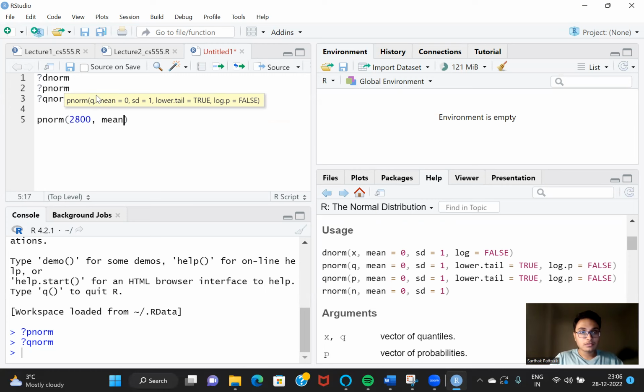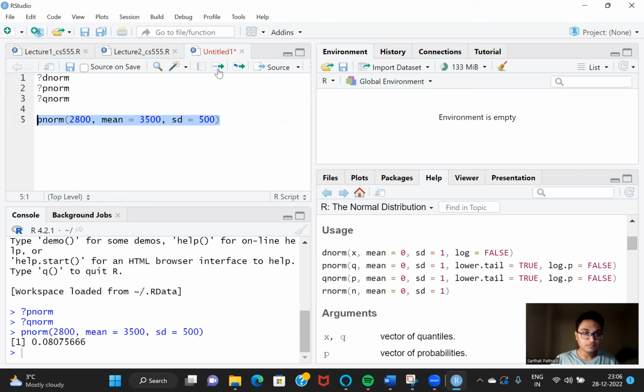2800, my mean is given 3500, and my standard deviation is given 500. So this comes out to be 8.07%. If you multiply this by 100, you will get it in percentage. Else, you will get it in the format where the total area is 1 and you are seeing this proportion out of that 1.